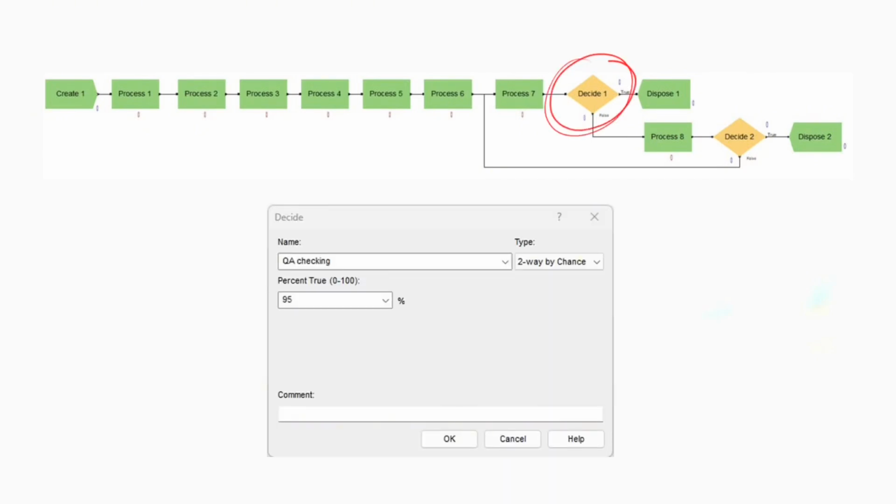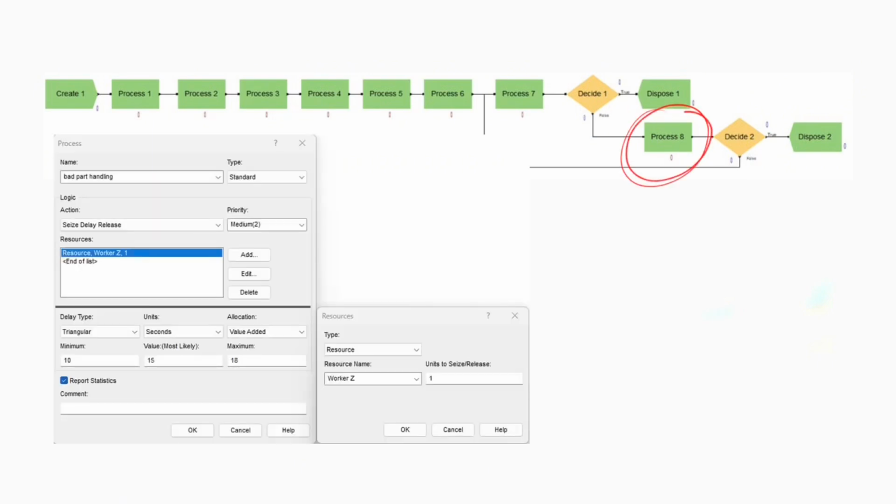Typically, 95% of the products pass this inspection and are accepted, while the remaining 5% are considered rejected. The rejected ones will be directed to the bad part handling process, where the value for minimum is 10, most likely 15, and maximum 18, depending on the specific issue.